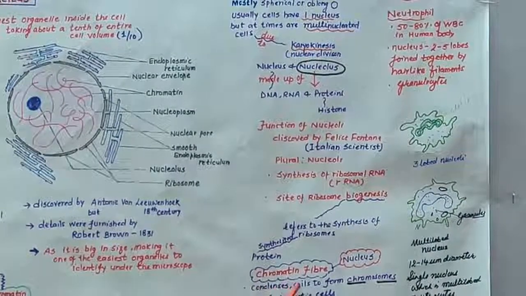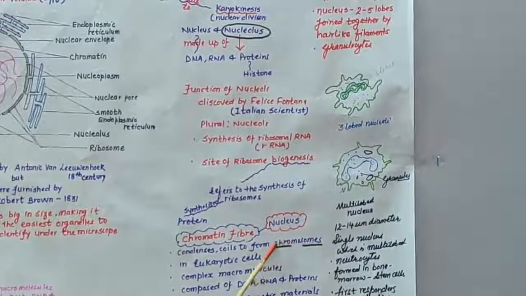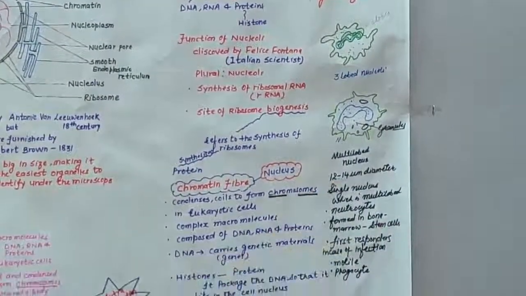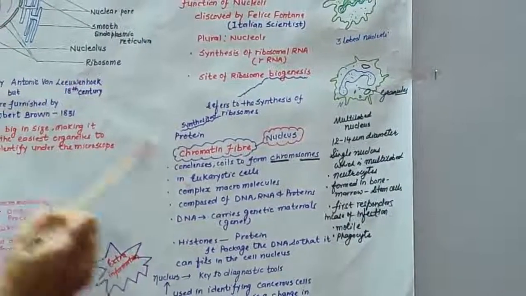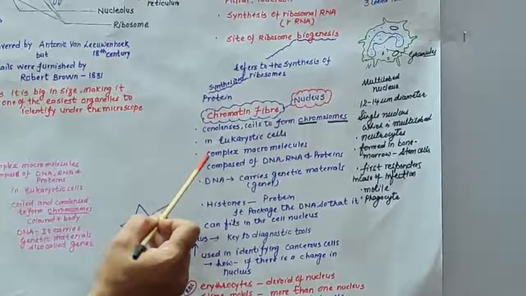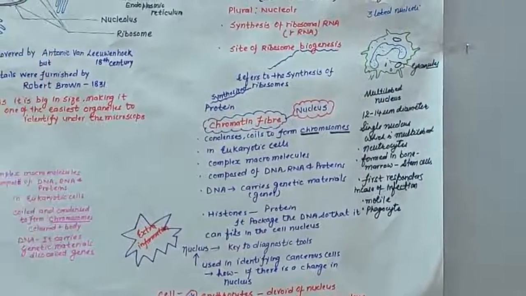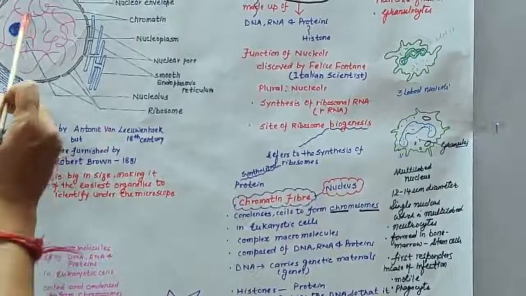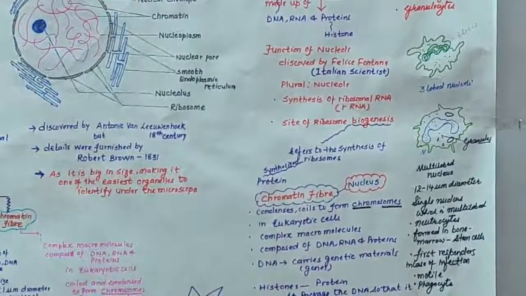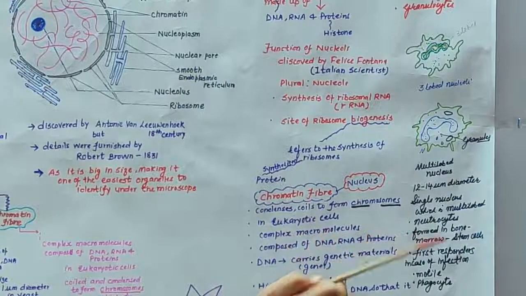It condenses, coils, and forms chromosomes. Chromo means colored, somes means body. It is present in eukaryotic cells. Now, next point: it is a complex molecular structure. As you can see, it looks very thin and hair-like, but it is not like that. It is very complex and it is made up of macromolecules.